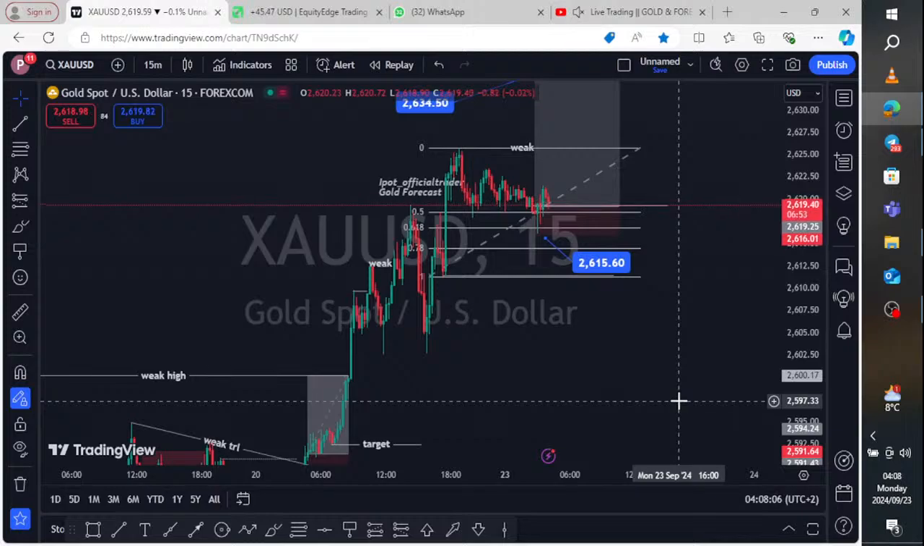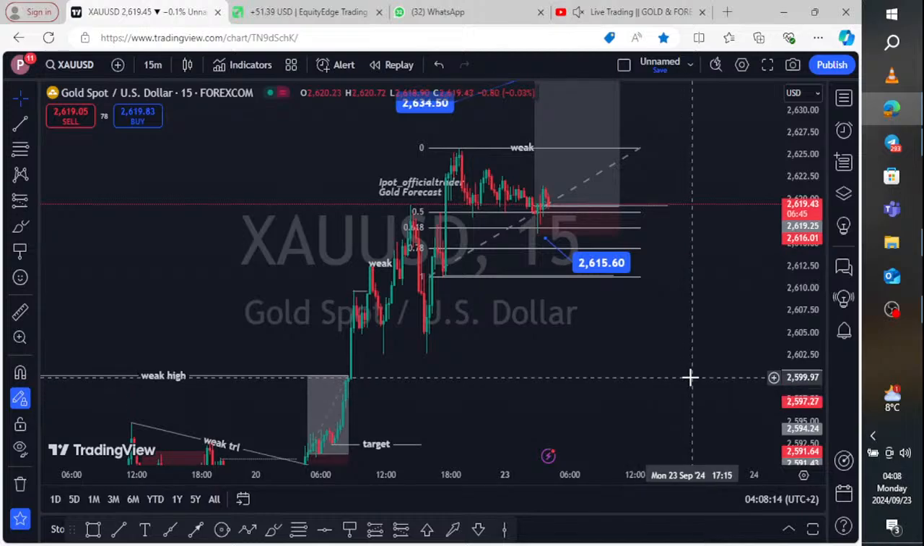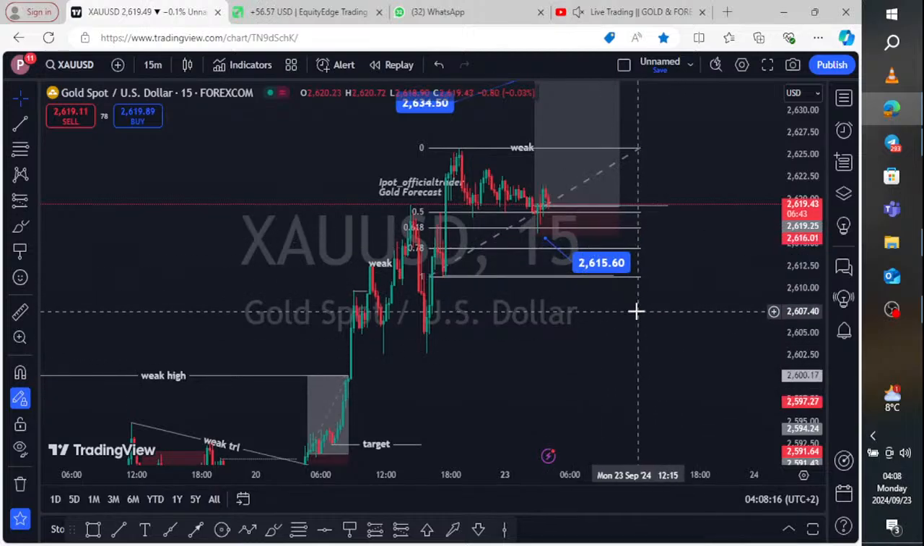Just joined a little bit late, but I got my buys at 26.19, my SL 26.15. Very good, very nice. That's a good entry. Yep, we'll just continue holding the buy.